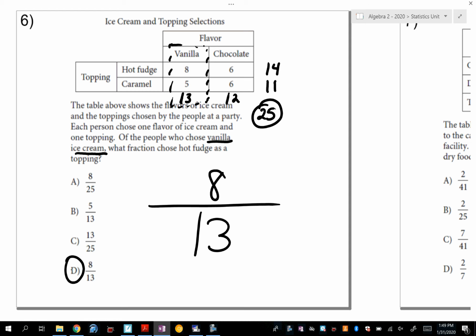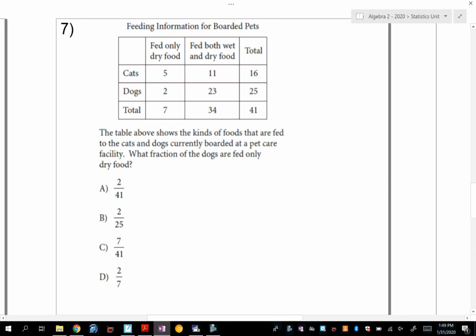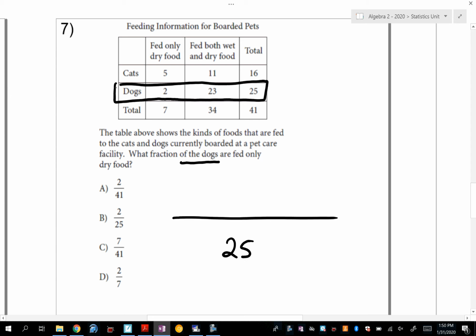Okay, let's go to number 7. Number 7, what fraction of the dogs? So what's my denominator if it says of the dogs? 25 dogs. I'm only dealing in this row. Out of those 25 dogs, how many were fed only dry food? 2.